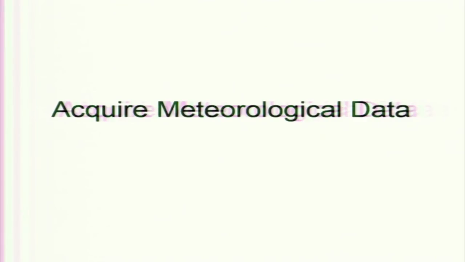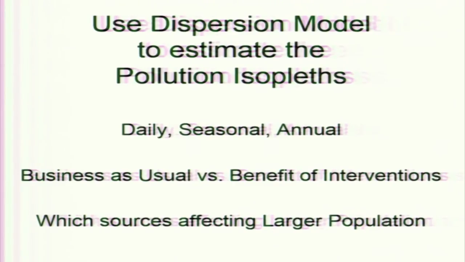We acquire the meteorological data. What is the meteorological data? Wind speed, et cetera. So you get that. Then you use a dispersion model to estimate the pollution isopleths. You could do it on a daily basis, a seasonal basis, or an annual basis. You won't do it yourself, but you will hire engineers who are trained in air quality to do this for you. But as a collector, you want to be sure that this gets done. Otherwise, you can't make a decision.